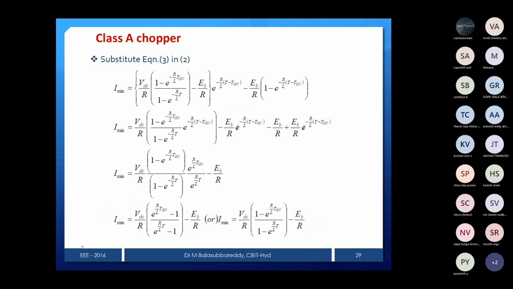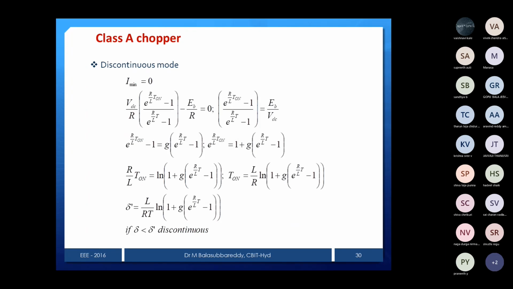Explain the basic chopper or step down chopper or first quadrant chopper and derive the expression for I minimum and I maximum, and then you can see the discontinuous mode of operation. When is the system going to be discontinuous? I told you, as per the current equation, you can see that the current waveform is rising like this and decreasing, rising like this. So this is I min and this is I max.